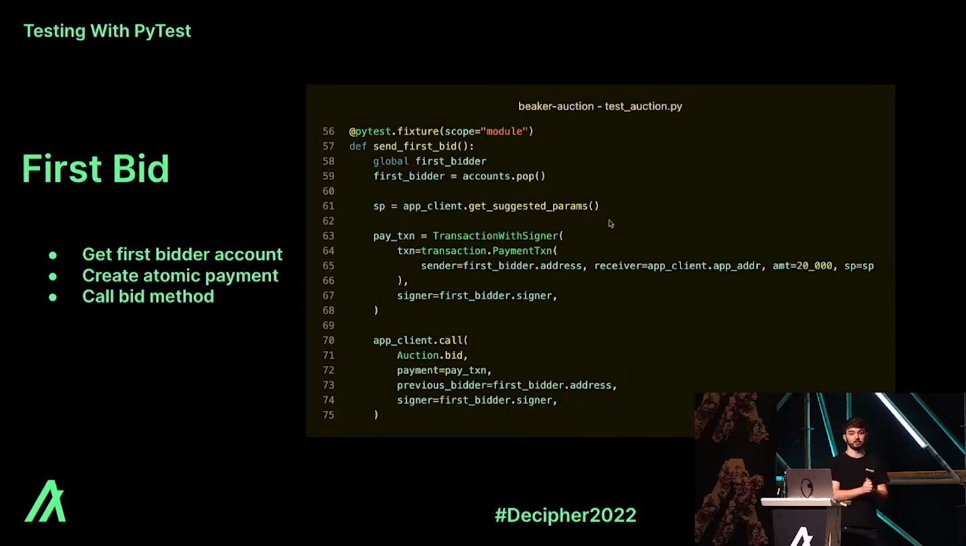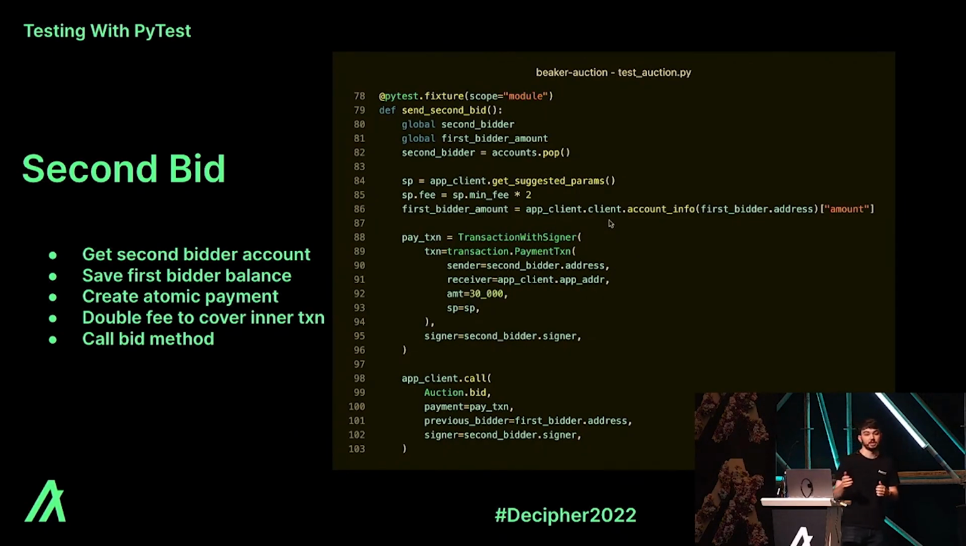So the starting amount is 10,000. We want an amount that's higher than that. As you can see in our transaction, we're specifying the amount is 20,000, and then attaching our signer to it. Then we call the method with appclient.call, specifying we're calling the bid method, and then passing in the payment transaction, passing in the previous bidder, and attaching a signer to it.